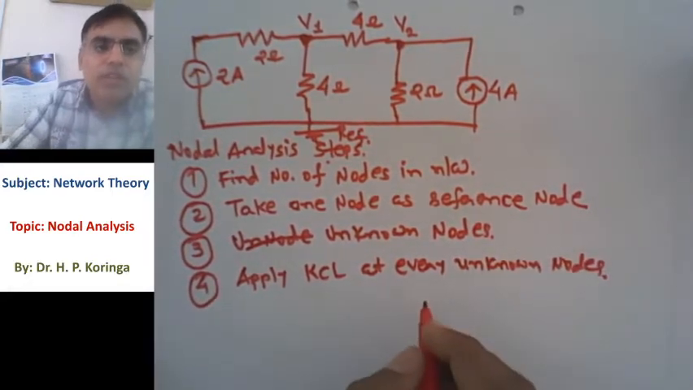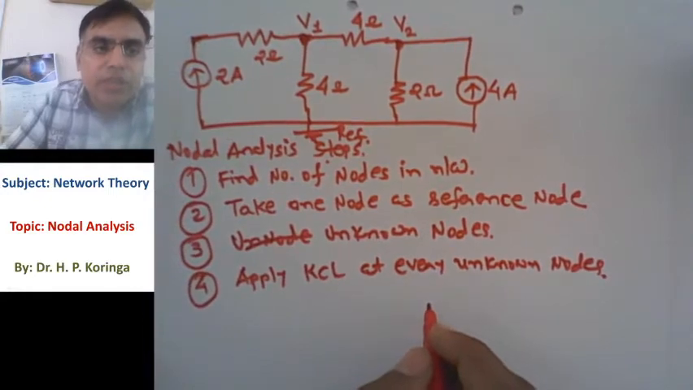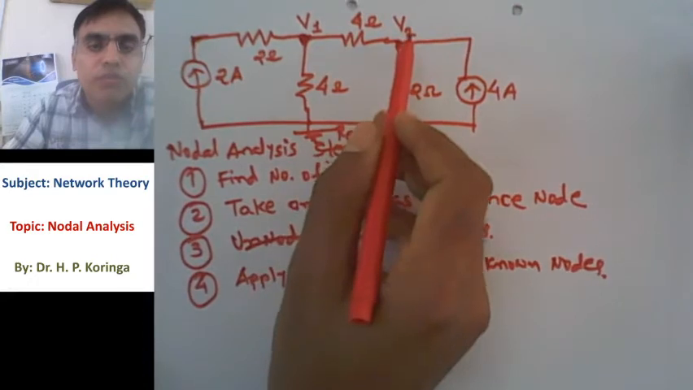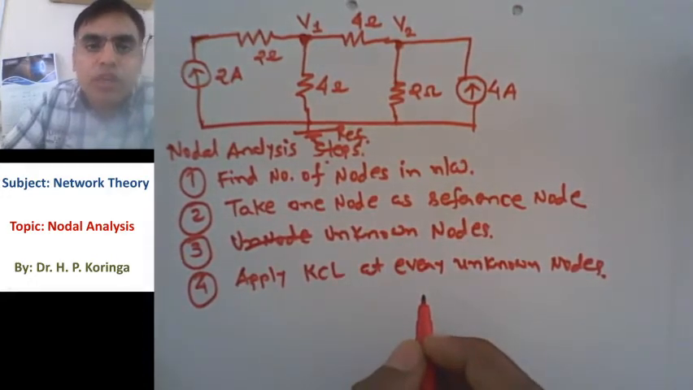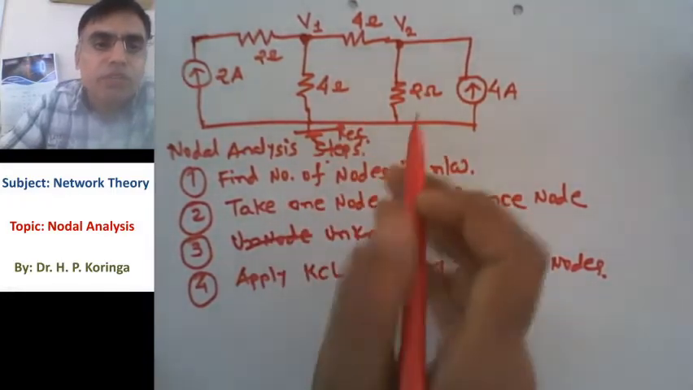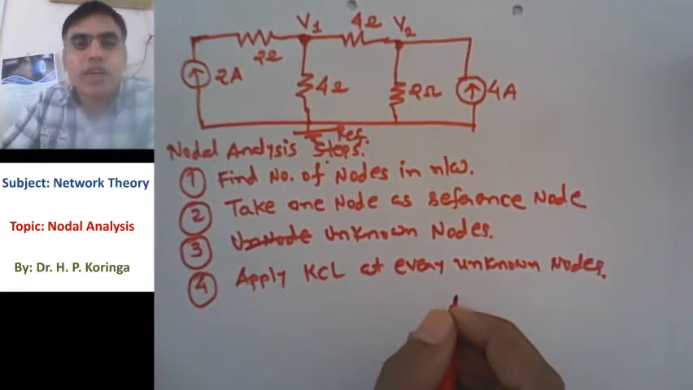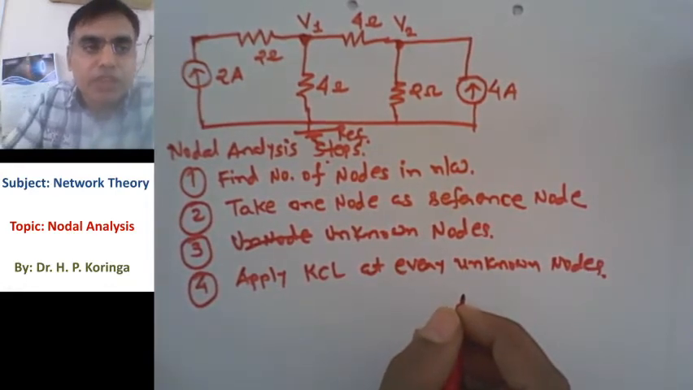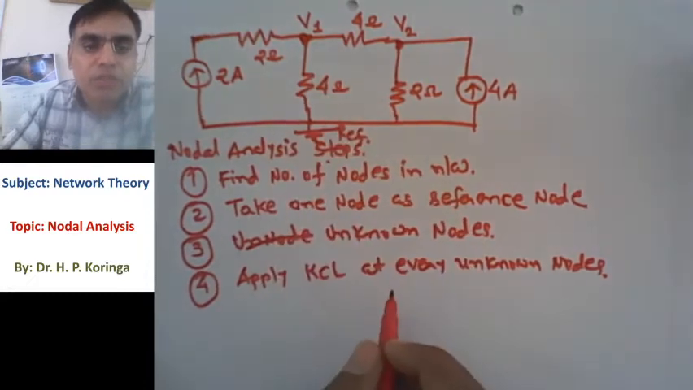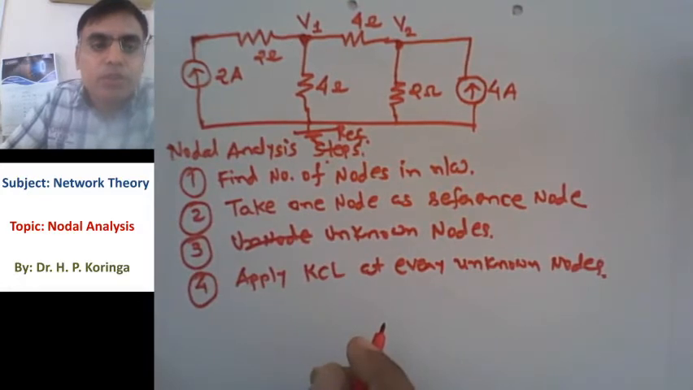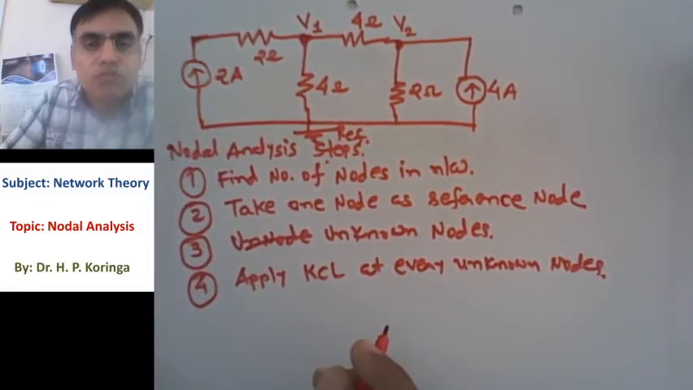Unknown nodes, and we will get that many equations. Suppose in this network there are two unknown nodes V1 and V2. So we will get two independent equations if we apply Kirchhoff's current law at V1 and V2. To solve the two unknowns, we require two independent equations, and that we will get from this. So these are the steps to analyze any network using Kirchhoff's current law, right?